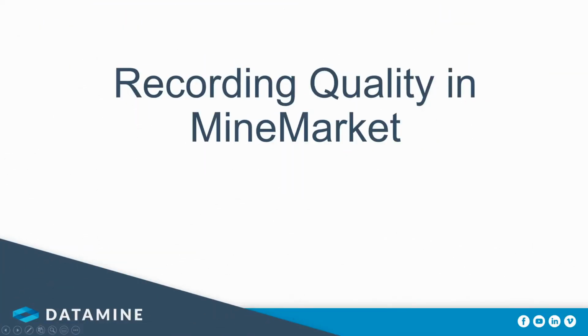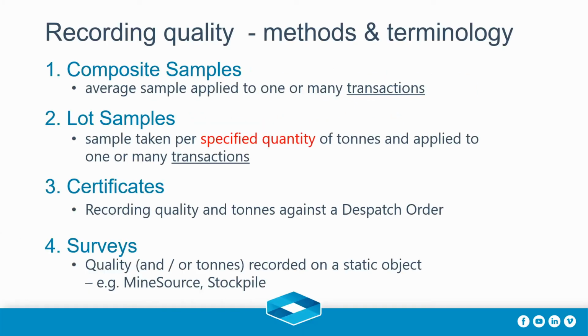Today I'm going to show you two different ways of recording quality in MineMarket. It's important to note that a sample is for a transaction. So where we have any movement of product, that is a sample, whereas when we record quality on a static object, that's called a survey. So today we're going to be looking at composite samples, and we're going to be looking at lot samples.